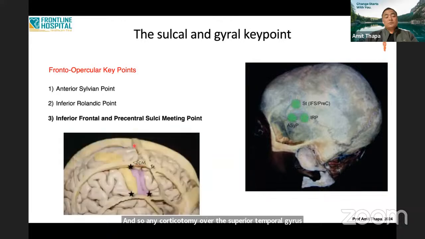Then the other point which is important to understand is the meeting point of the inferior frontal and the precentral sulci. The inferior frontal sulcus intersects with the precentral sulcus at a point about 2 centimeters below the stephanion craniometric point, and it marks the anterior border of the precentral gyrus, and also the posterior and superior border of the orbital gyri. So this can be a very important landmark when we are trying to open this area through the approach.